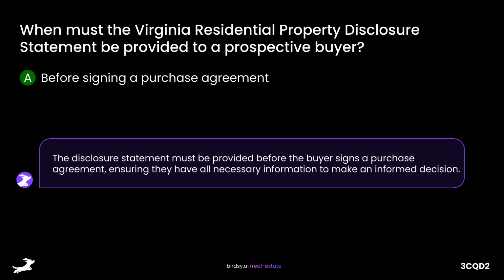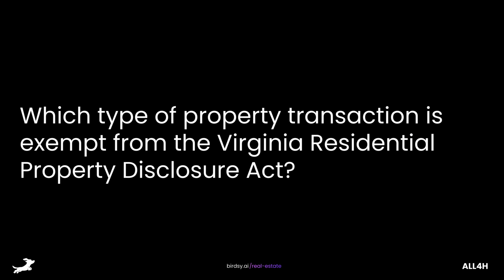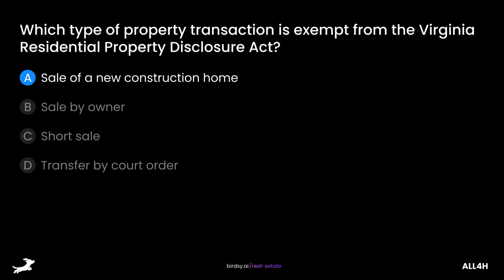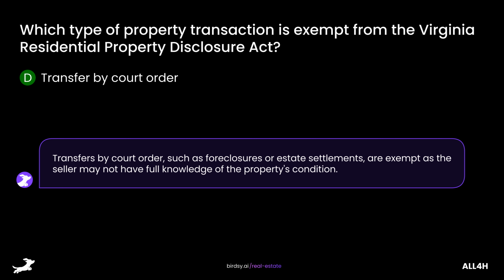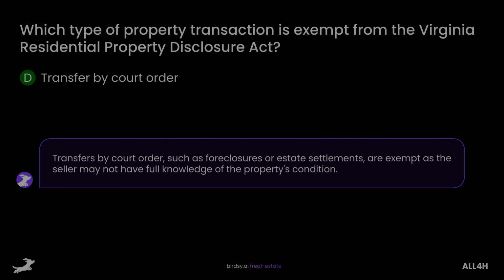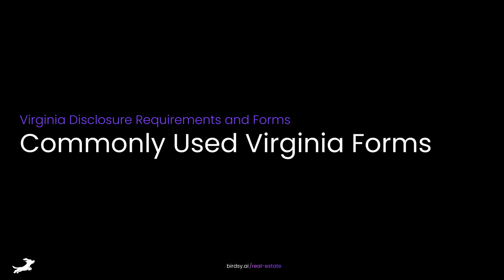make an informed decision. Which type of property transaction is exempt from the Virginia Residential Property Disclosure Act? Is it A, sale of a new construction home, B, sale by owner, C, short sale, or D, transfer by court order? The answer is D, transfer by court order. Transfers by court order, such as foreclosures or estate settlements, are exempt as the seller may not have full knowledge of the property's condition. Commonly used Virginia forms.